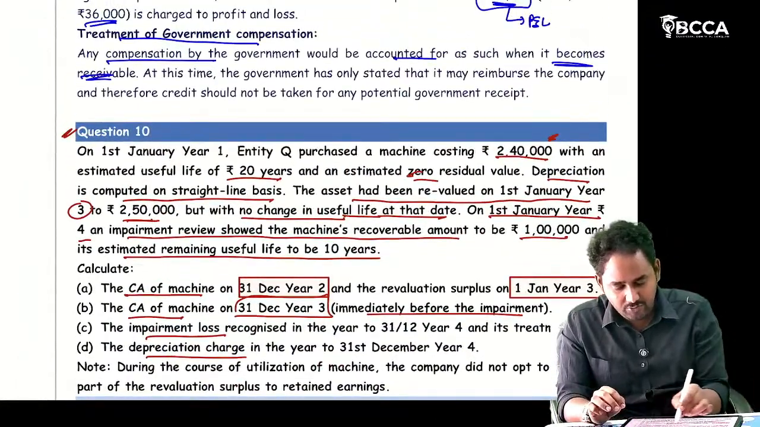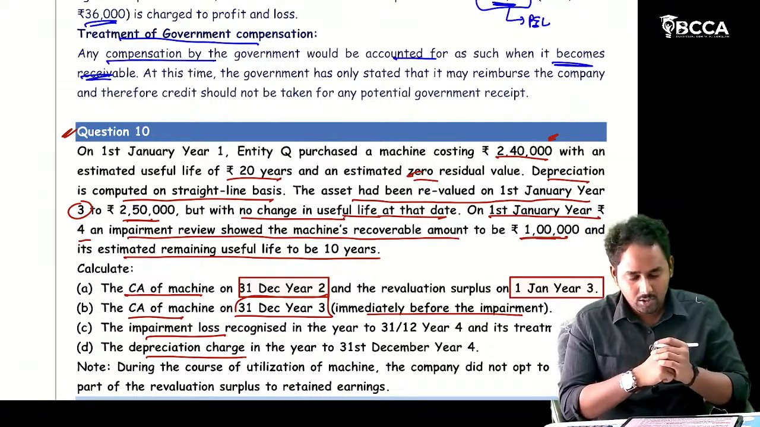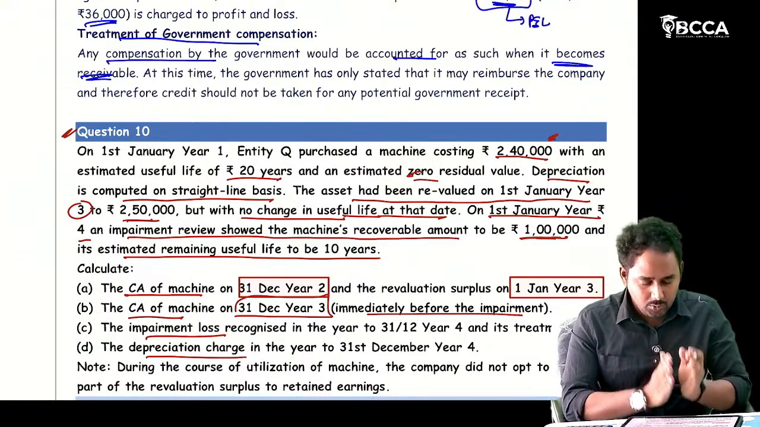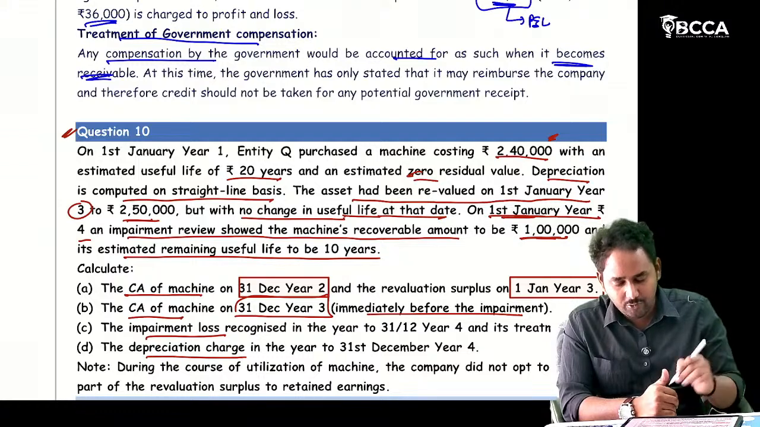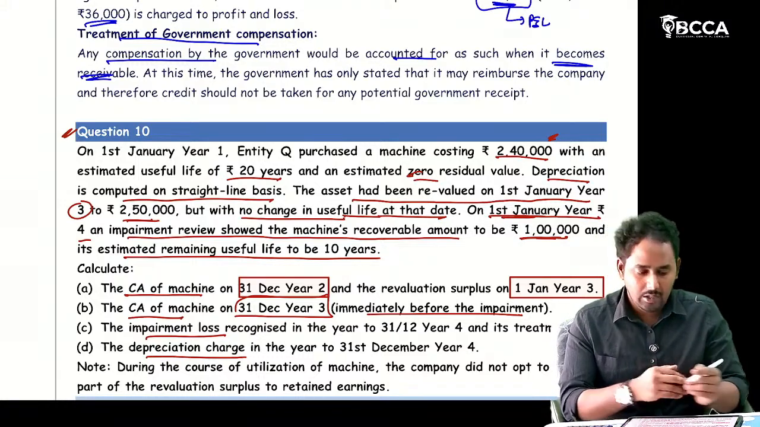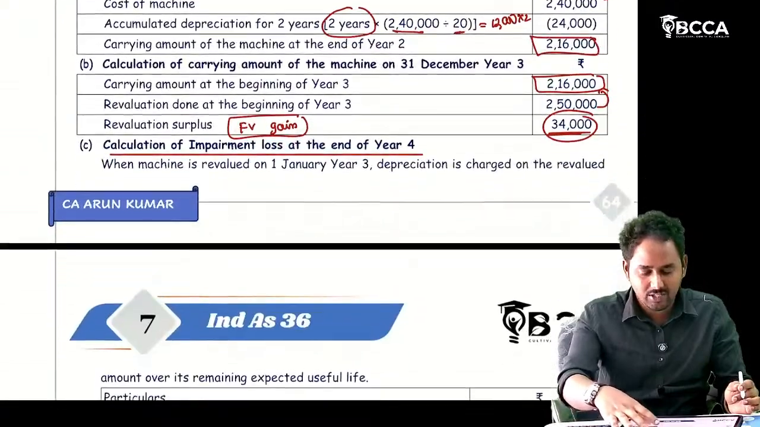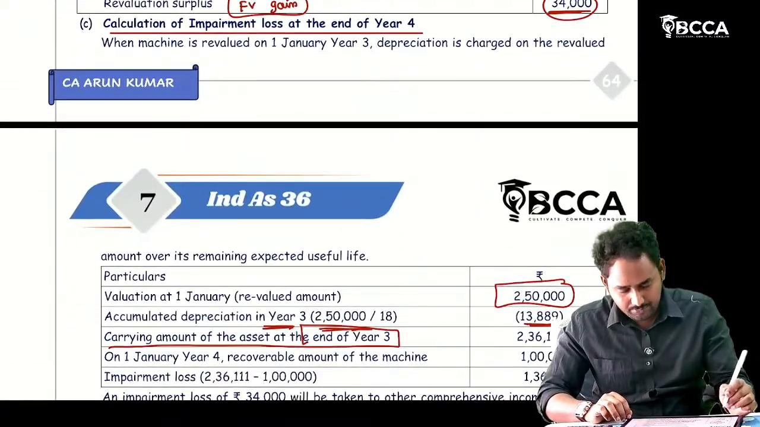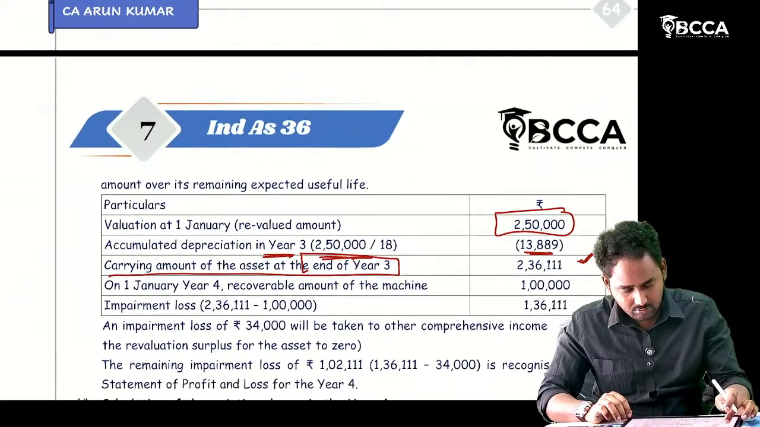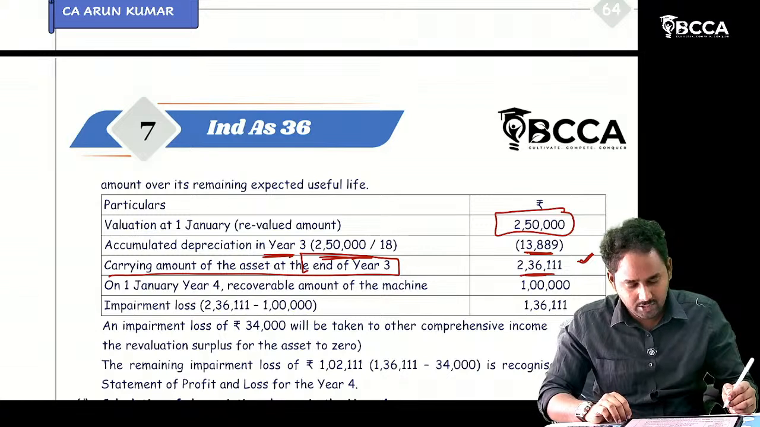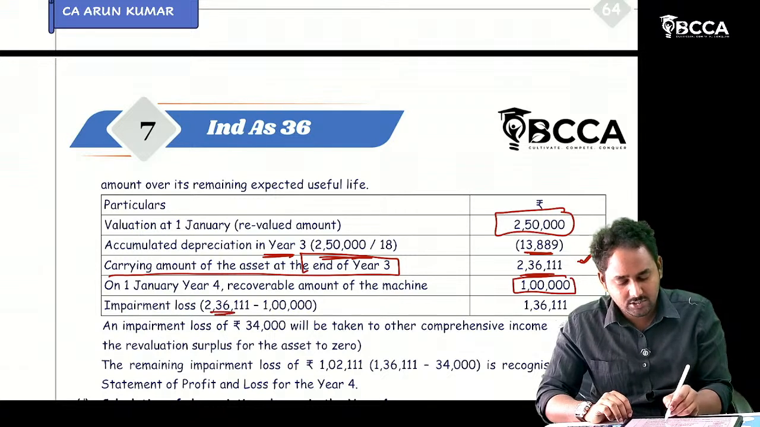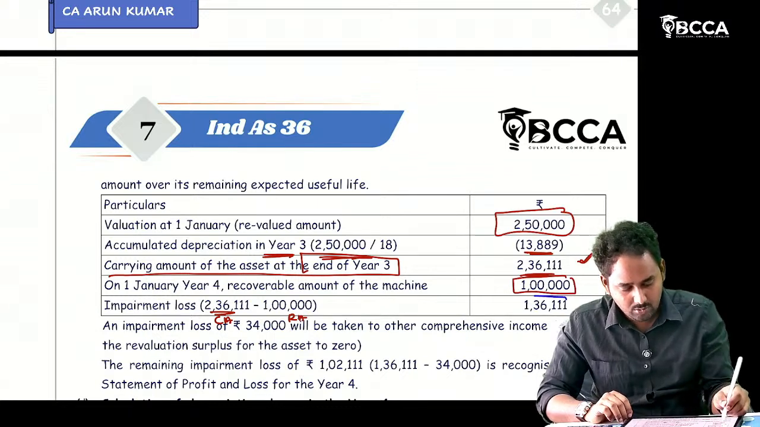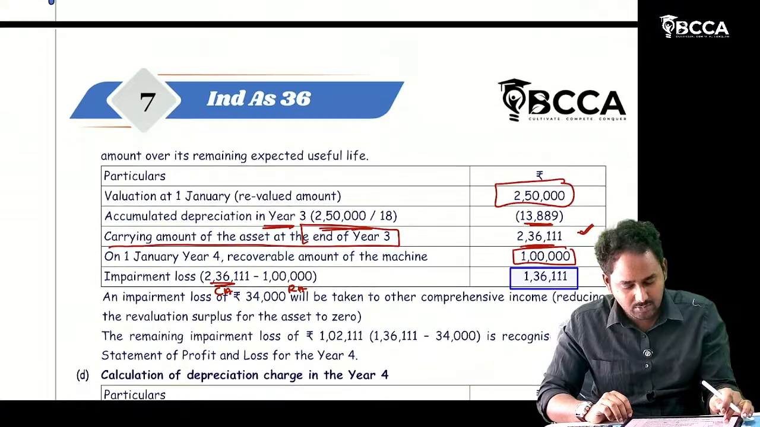And they are giving the information: on 1st January year 4, an impairment review, and the recoverable amount is 1 lakh. Usually I should find the impairment loss only at the end of the year. If it is 1st January year 4, it means 31st December year 3. What is the closing carrying amount on 31st December year 3? 236,111. But the recoverable amount is 1 lakh, so I should compare both. The impairment loss is carrying amount minus recoverable amount, which is 136,111.